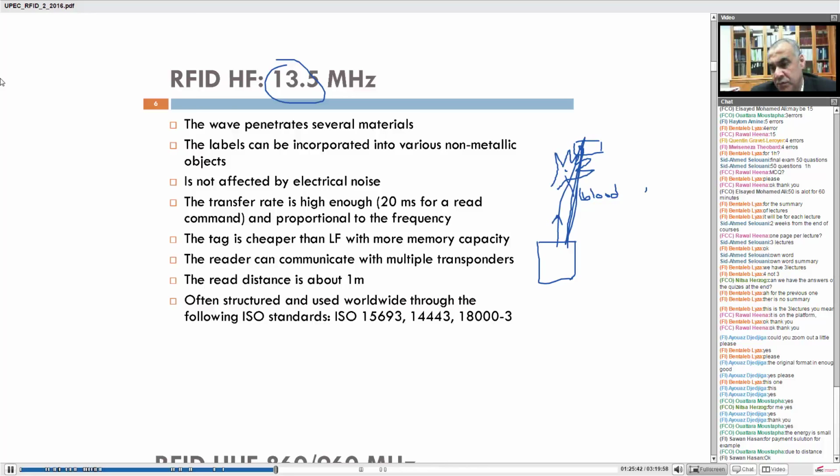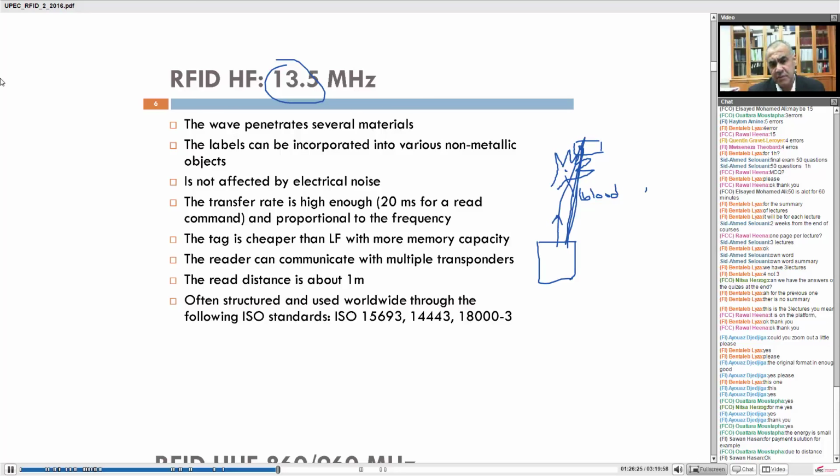Very important. This is why when you are tracking humans, animals, and organic bodies and so on, these are the two technologies that are used. Also for passport control, because the passport you bring with your hand, and you take it close to your body. So it is important to use it, and HF technology is used for passport control, for example. So the wave penetrates several materials. Penetrate means it's good. The labels can be incorporated into various non-metallic objects. It's not affected. So there is an additional advantage compared with low frequency.